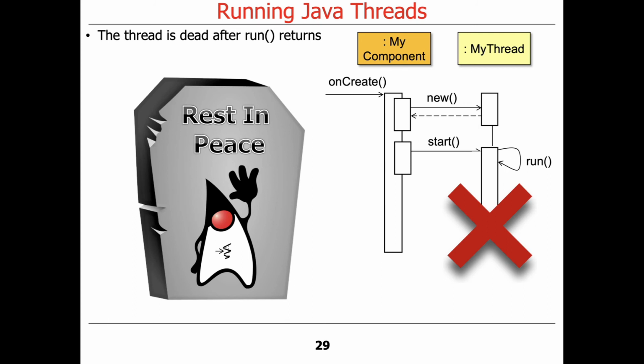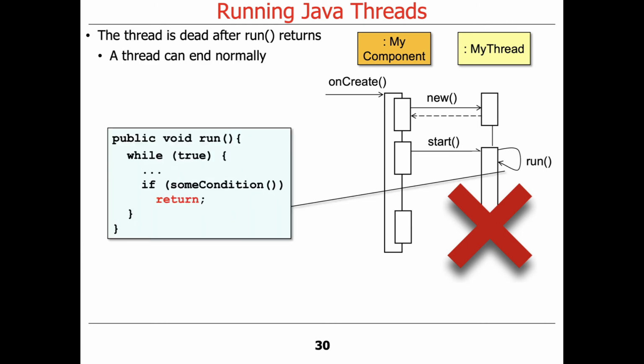A thread is considered dead after run returns. So when run returns, a bunch of things trigger. So for example, here we're going to have a loop, and if some condition holds, we're going to return. So that means the thread will end normally.